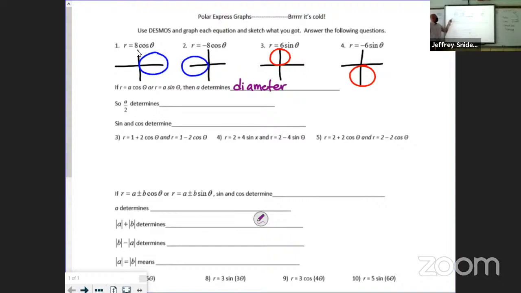That means, of course, that A over 2 determines the radius of the circle. Now, sine and cosine, what do they determine? They determine where it's symmetric. They determine the symmetry. Now, let's just talk about this real fast. Where do we notice that the cosines are symmetric?